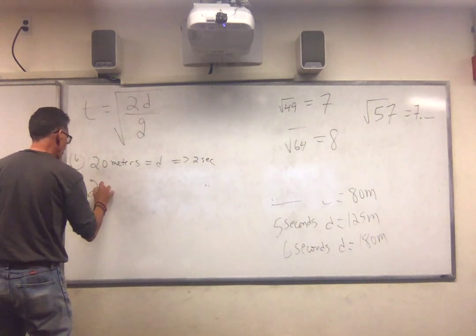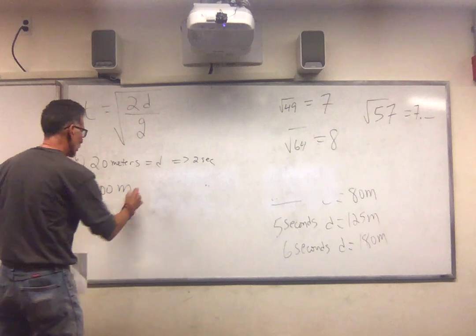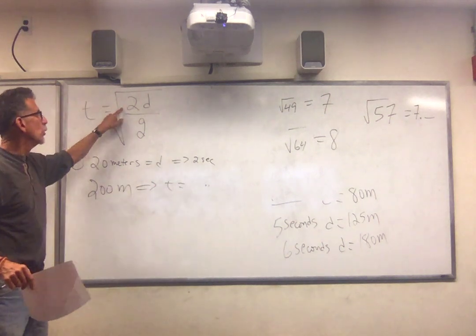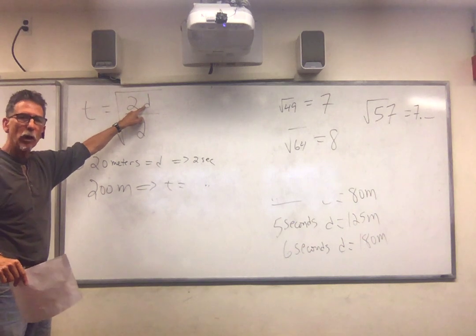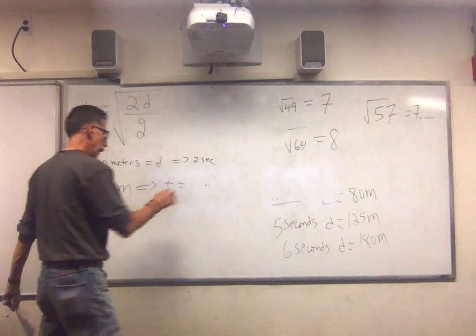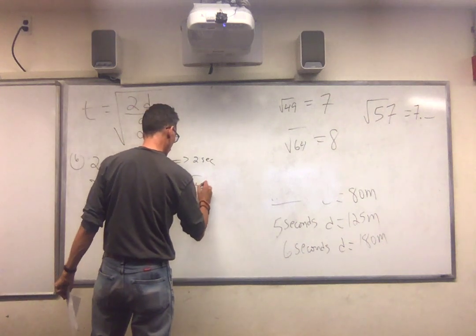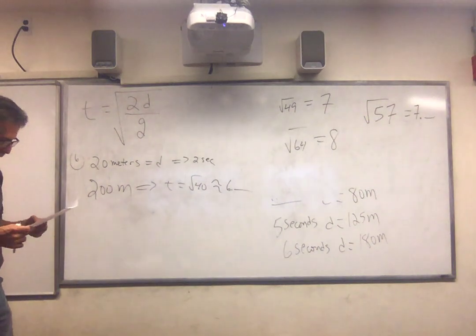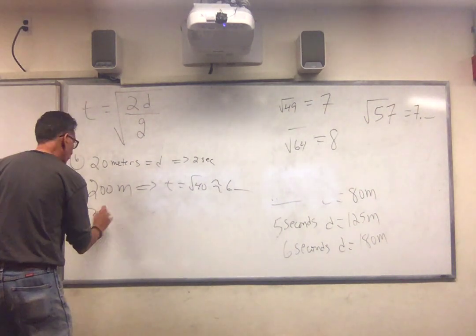Next one, 200 meters. Okay? So the time is, let's do it together. 2 times 200 is 400. Divided by 10 is 40. So the time is the square root of 40. What is that? I don't know, 6 point something. I don't care. Next one, 350 meters.